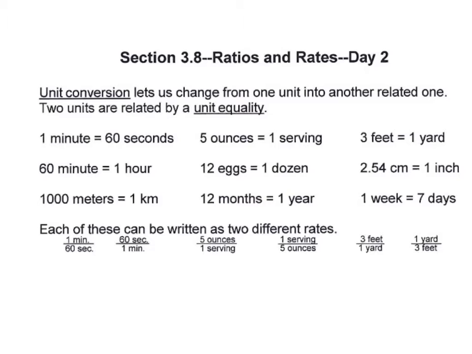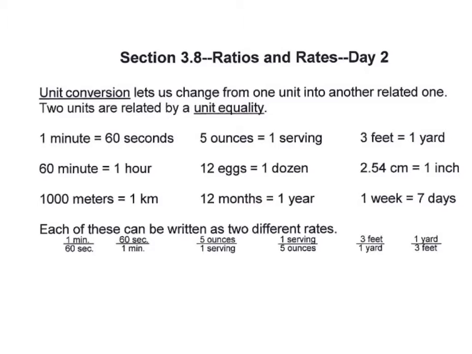1 minute equals 60 seconds. There's 60 minutes in an hour. 1,000 meters equals 1 kilometer. 5 ounces in a serving, you probably don't know that as well. That's usually considered like for meat. 12 eggs is a dozen, 12 months in a year, 3 feet in a yard, 2.5 centimeters equals 1 inch, 1 week is 7 days.